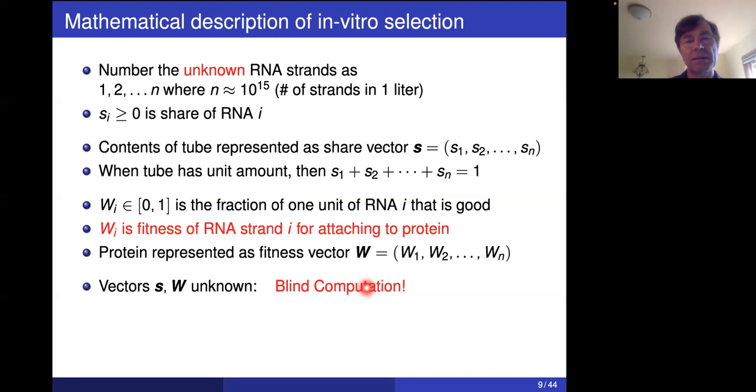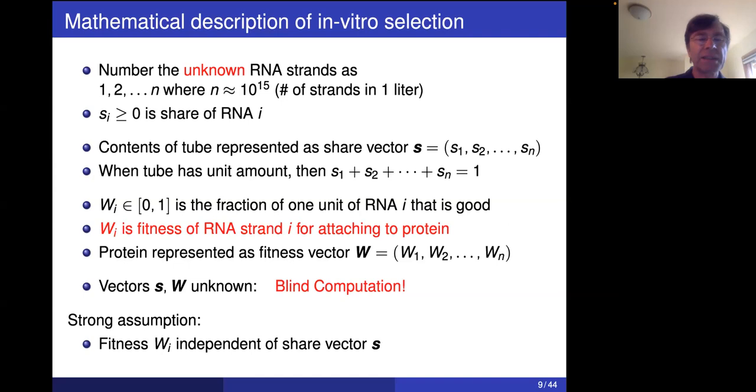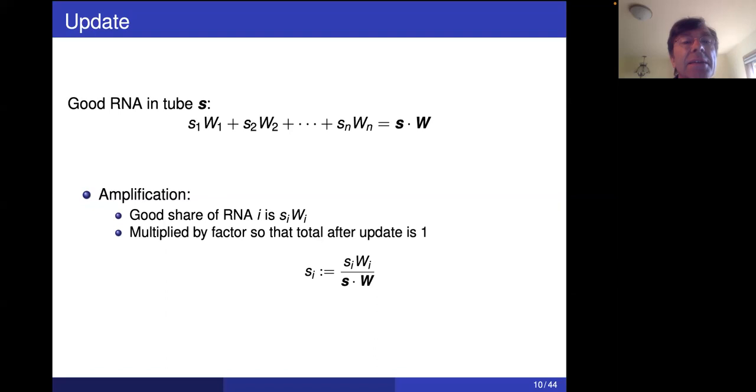Okay. So of course, every good research requires a strong assumption. And here's the assumption. We assume that the attachment vector, the fitness vector, is independent of the share vector. And this is only true when the concentration is very small. Good. Now, what happens? What's the good RNA? Well, it's the share of RNA1 times how much attaches, what's the percentage that attaches to the protein, plus the share of RNA2 times the fact that it attaches to the protein of RNA2, etc. So it's a dot product.